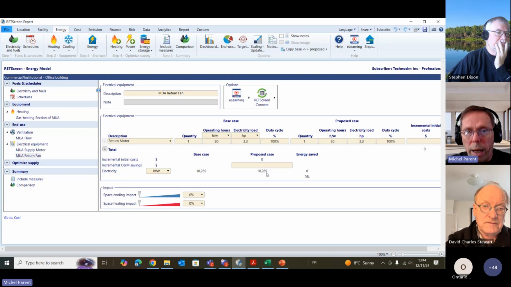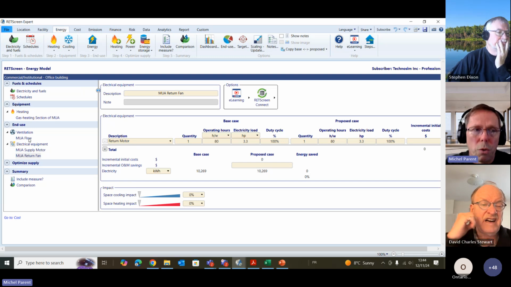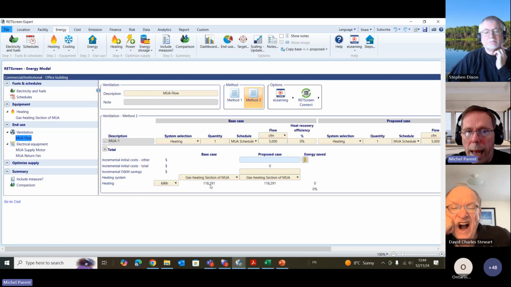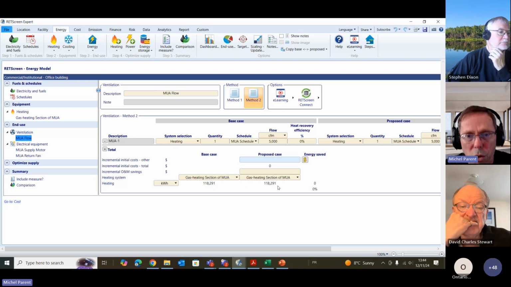And for every item, as Stephen showed, you can see the energy use in the base case and proposed. That's not fuel, that's energy. Obviously for electricity, the ratio is 1. Here for gas, we have the energy, not the fuel. So that's not actually the cubic meter equivalent of gas. That's before the furnace efficiency.